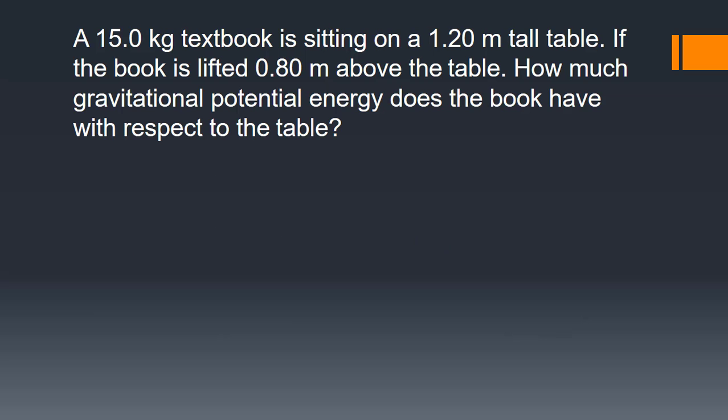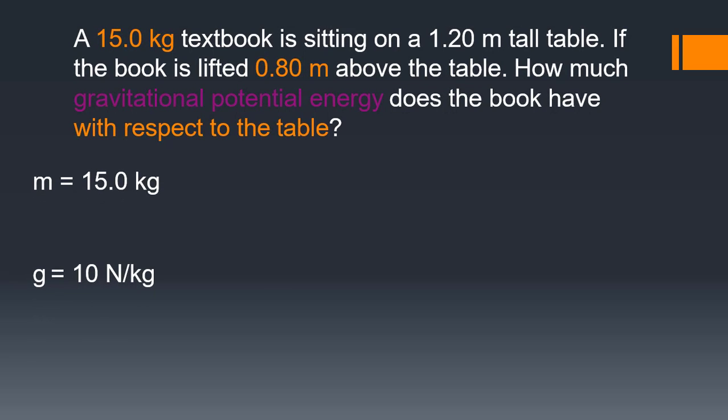So say we have a 15-kilogram textbook that is sitting on a 1.2 meter tall table. If the book is lifted 0.8 meters above the table, how much gravitational potential energy does the book have with respect to the table? All right, so what do we know in this problem? We know that our mass is 15 kilograms. That's a big book. And we know that it is being raised to a height of 0.8 meters above the table, and the table is 1.2 meters off the floor.